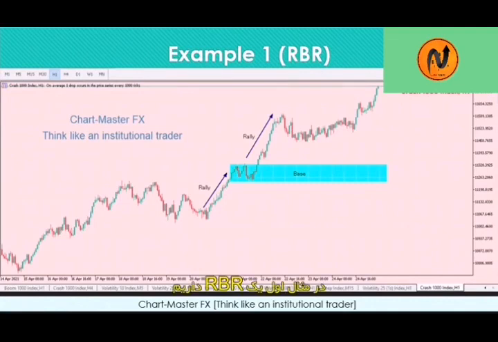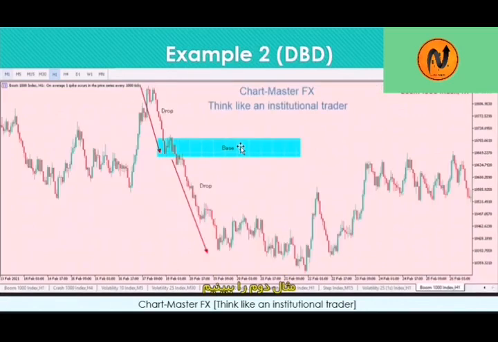Example number 1, we are looking at the RBR, and we are on Crash 1000. Here on Crash 1000 we can see that the market made a rally, and then made some consolidation, which is what we call our base. Once the market made a consolidation, the market went on to create a rally again. So the market made a rally, base, rally, which is what we call an RBR. This is how you can identify these things on the live market. So let's go to example number 2.